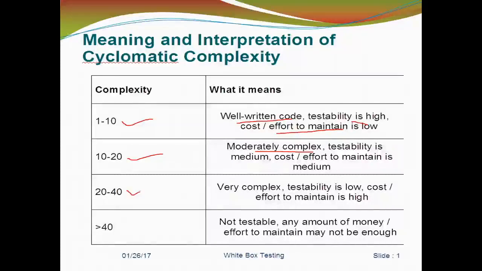If the code complexity is between 20 to 40, then it is very complex to understand. Testability is going to be low, and you need to maintain it a lot. And if the complexity is greater than 40, then most of the parts are not testable, and it is also difficult to maintain, or you can say you cannot maintain it properly.